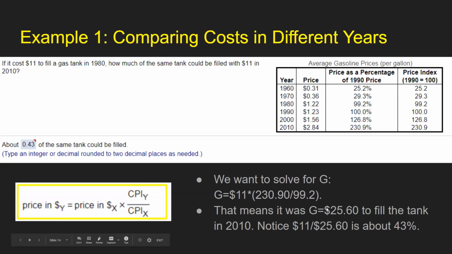When you do this calculation, you'll still have dollars, $25.60, but this is now in terms of Y. This is now in terms of $2010. So in 2010, if I had the same vehicle, it would cost me $25.60 to fill the tank. Now, the question here was asking how much of the same tank could be filled with $11 in 2010. If it costs $25 to fill that tank and I only use $11, this ratio will give me the percentage of my tank that I could fill, which is 43%.